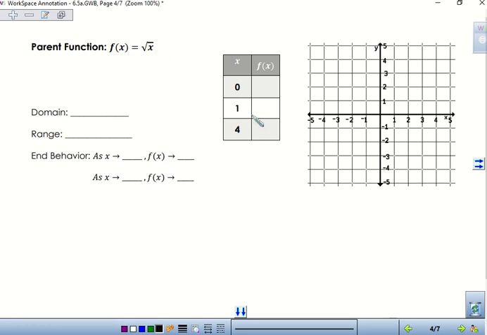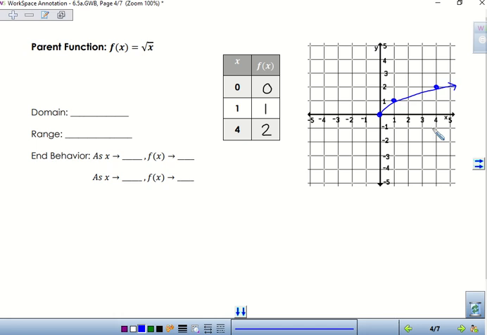What would be the square root of 0? What's the square root of 1? Square root of 4? So do you see why we picked 0, 1, and 4? Because they're all perfect squares. You could pick 2, but you're going to get a decimal. You know what I mean? So we try to pick values that are going to come out nicely for our table. So once you have that, this is what the square root parent function looks like.